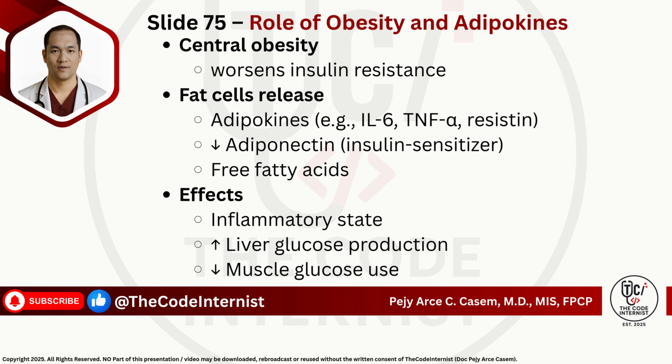Fat isn't just storage. It's an active organ that releases chemicals called adipokines. These include inflammatory substances like IL-6 and TNF-alpha, which mess with insulin sensitivity. The problem worsens in visceral fat, which drains straight to the liver, flooding it with free fatty acids. This disrupts liver function, encourages glucose overproduction, and damages beta cells too.